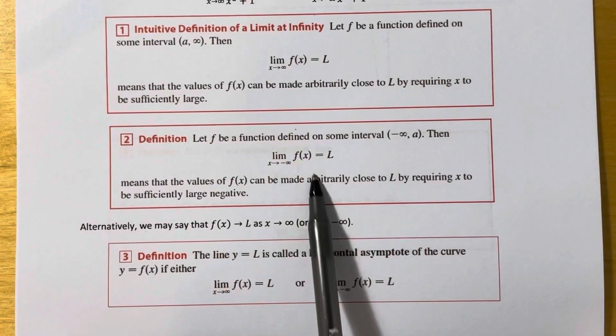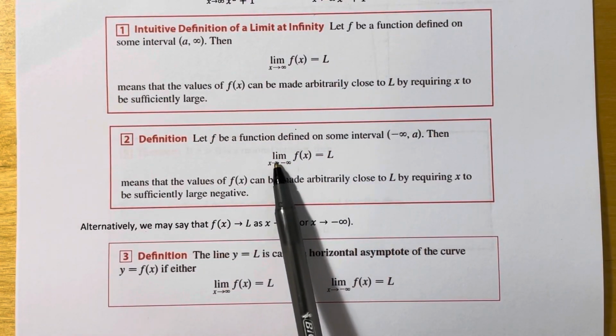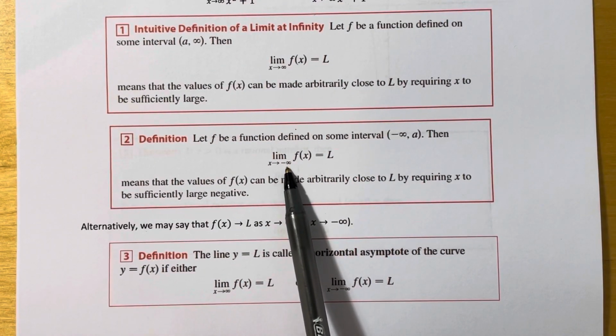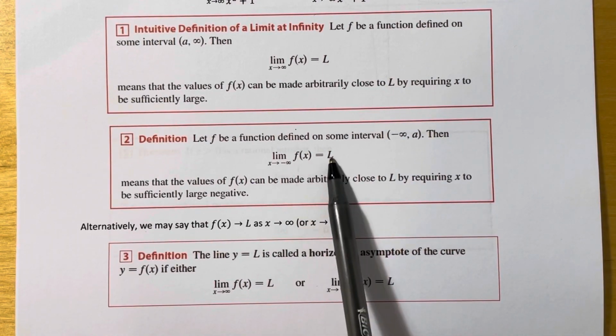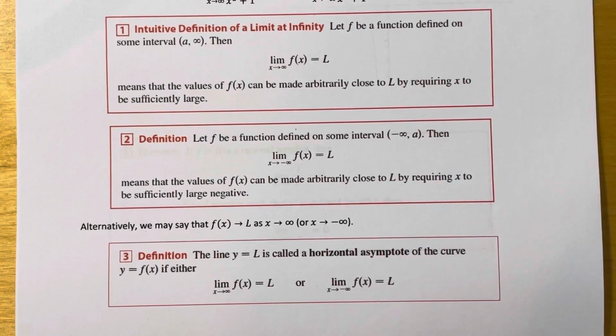Okay? We have a similar definition down here for x approaching negative infinity. If the limit of f of x as x approaches negative infinity equals some finite number L, it's telling us what our function is doing as we move arbitrarily to the left.